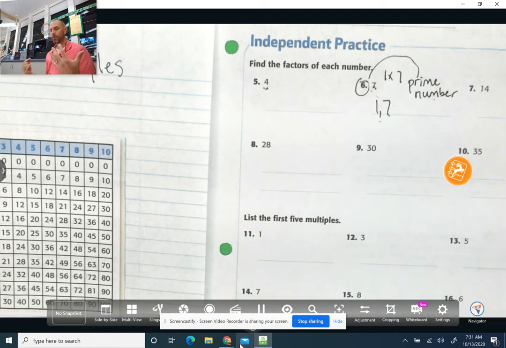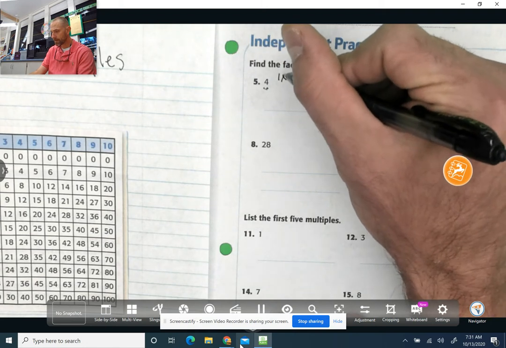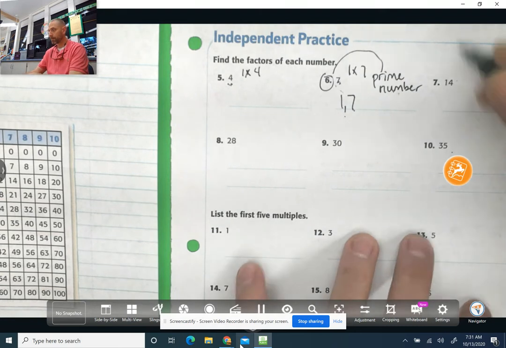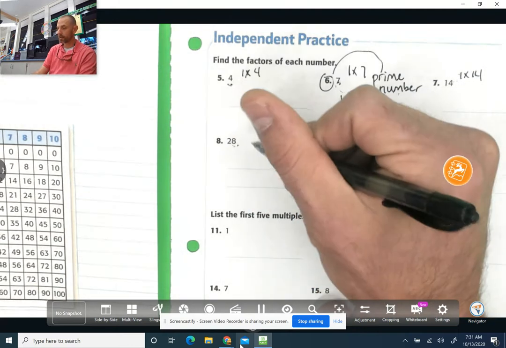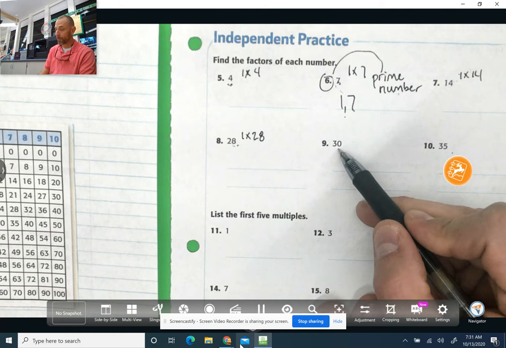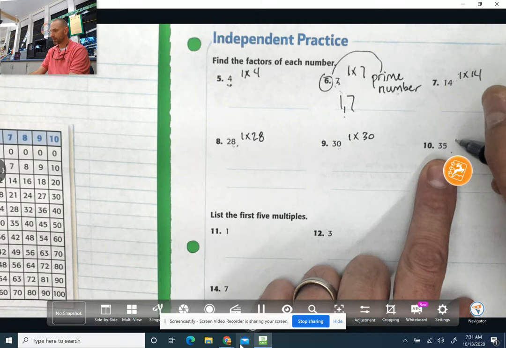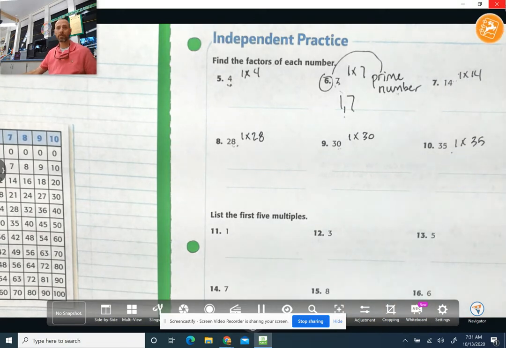So what did we say? All numbers have 1 and itself as a factor. So the first factor pair we list is 1 and itself. Okay, 1 times 4. We could do that for 14 and 28 and 30 and 35, and we'll do that, right? In fact, let's do that. 14 has a factor pair of 1 times 14. 28 has a factor pair of 1 times 28. 30 has a factor pair of 1 times 30. And 35 has a factor pair of 1 times 35. Okay, so we've gotten all of them started.